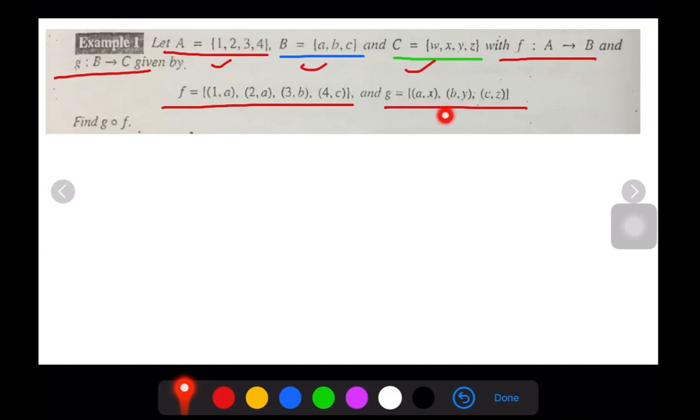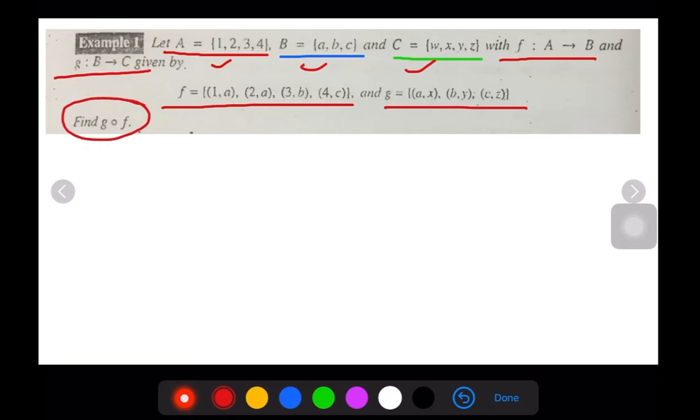Similarly, G is a function between B to C, B elements to C elements. So a comma x means a has an image x, and b is paired with y and c is paired with z. That is what is defined for both. Now, you need to find out G composition F.